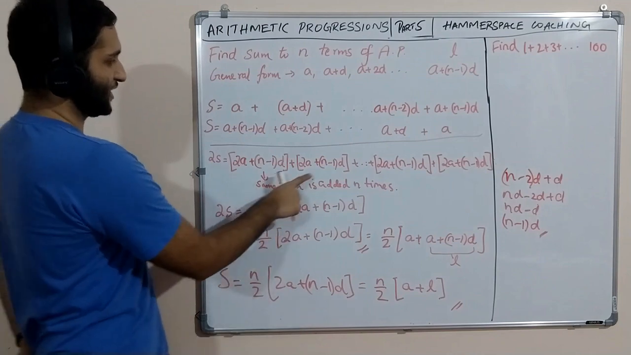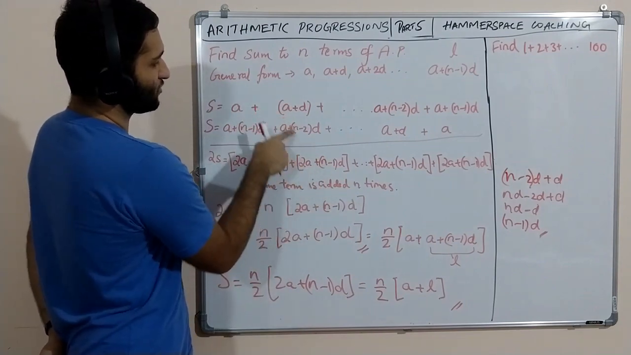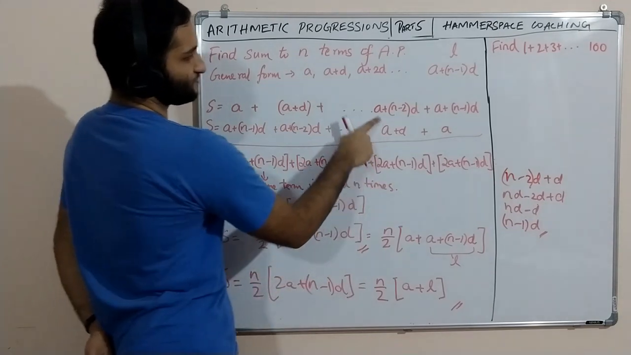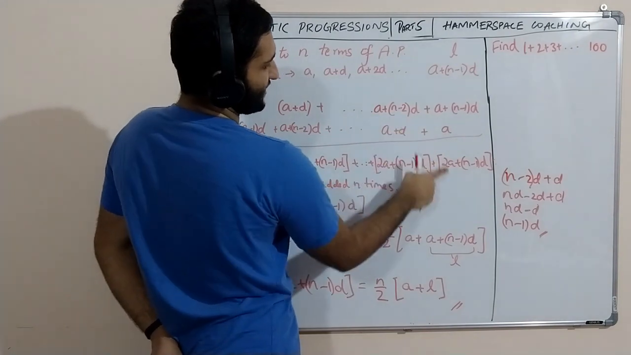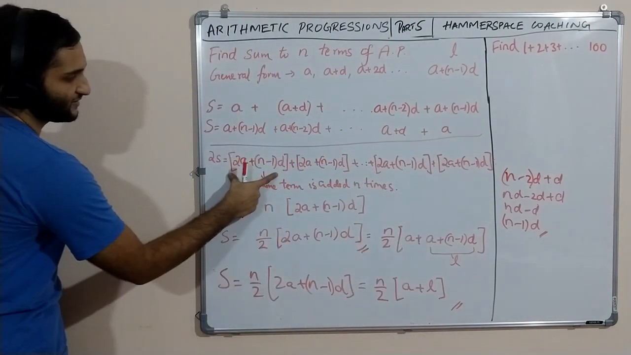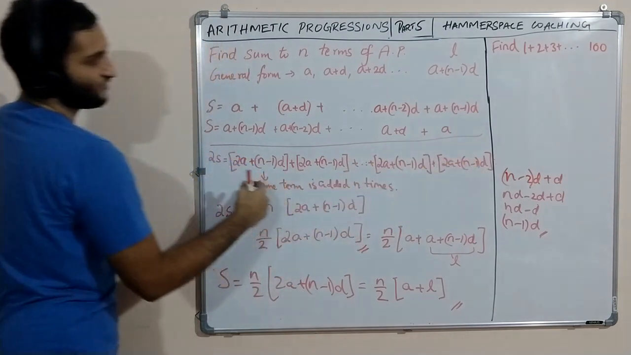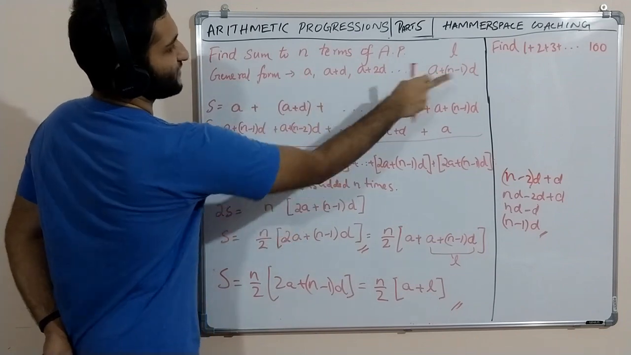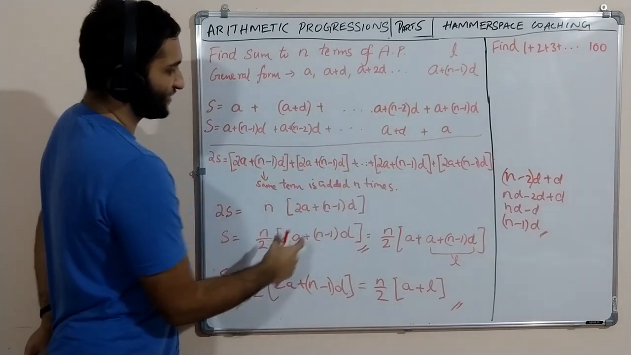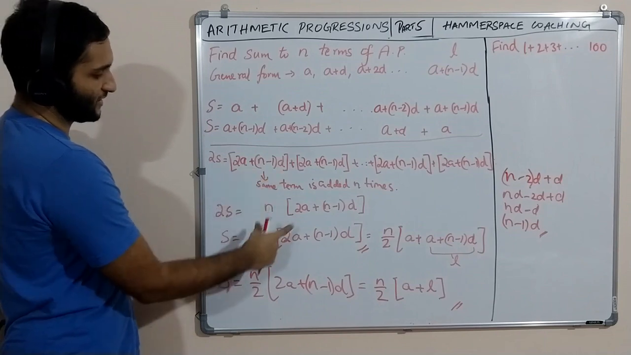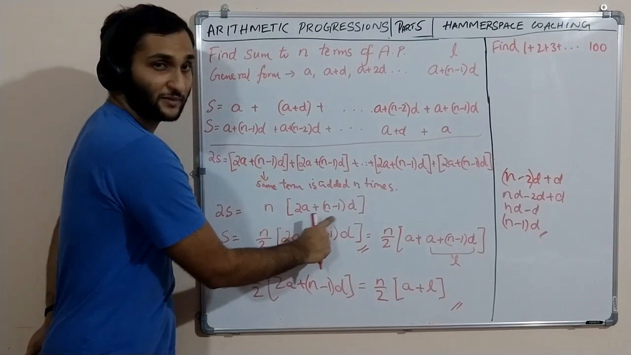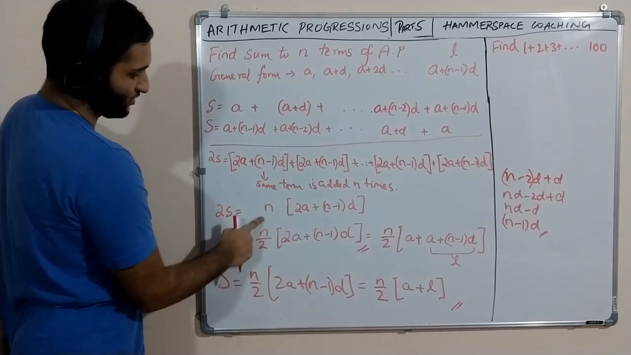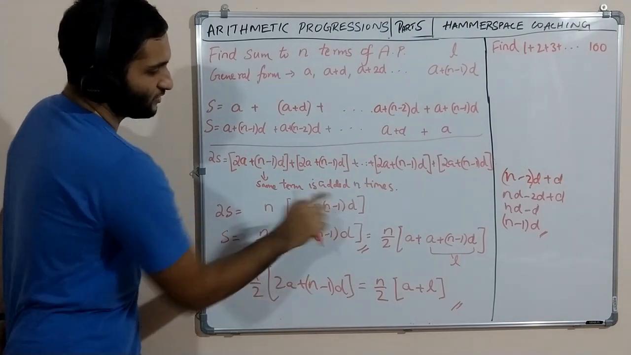So again you will get the same thing. A plus a is 2a, n minus 2 d plus d is n minus 1 into d, which I have written there. So again you will get the same, 2a plus n minus 1 into d. So you can say that the same thing is being repeated n number of times. Why n number of times? Because there are n terms here. So it will repeat n number of times. So because it is repeated n times, it is n into 2a plus n minus 1 into d. So it is 2S, right? Because S plus S. Now let's take 2 below. So S equals n by 2, 2a plus n minus 1 into d.